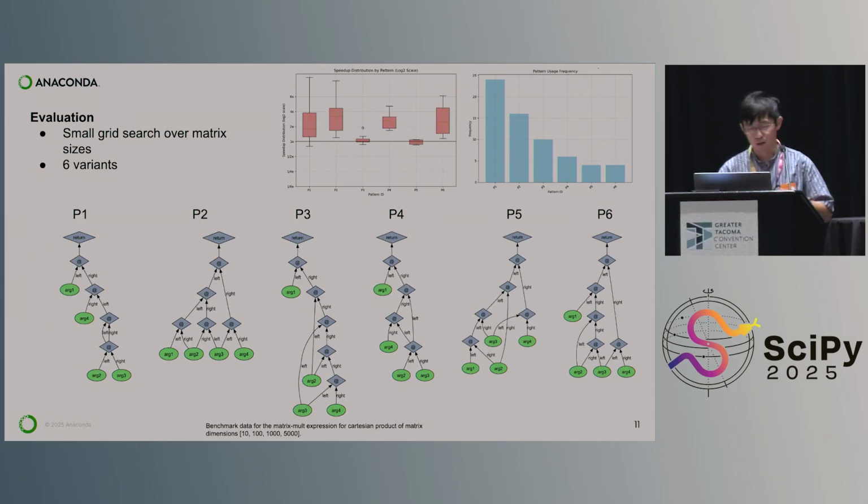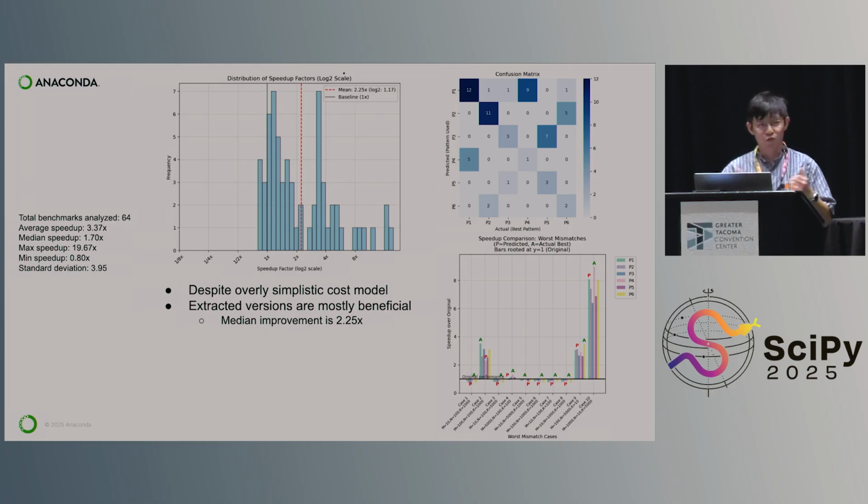When I evaluate this program, I grid search over a bunch of matrix sizes, 64 of them, and it turns out the super optimizer would get you 6 variants to cover a large range of matrix sizes. And with these 6 variants, you get an average of 2.25x speedup, and 90% of cases get a better result, I mean faster code, even though our cost model is extremely simplistic, just 2mnk. Imagine what we can do with a better cost model.